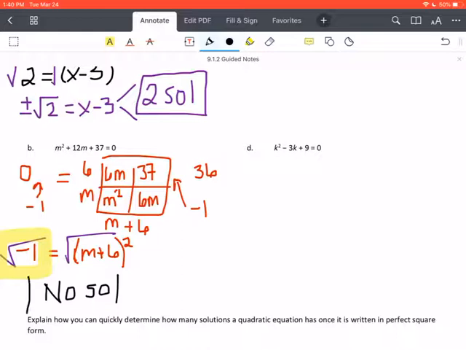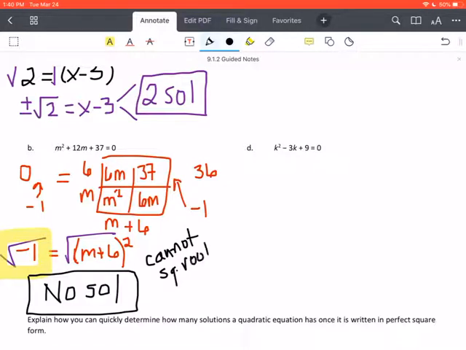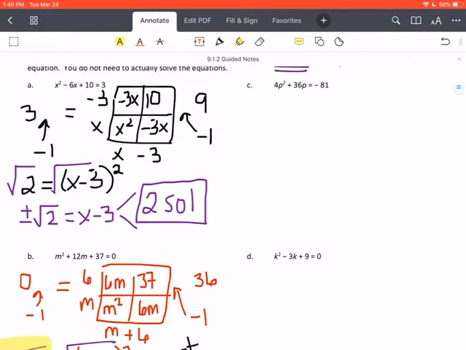So the first problem that we did had 2 solutions. Now in this case, we have 0 solutions. And why did that occur? Because we cannot square root negative numbers. So that's very important.